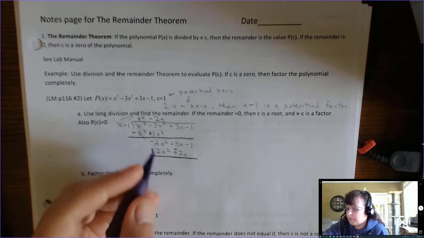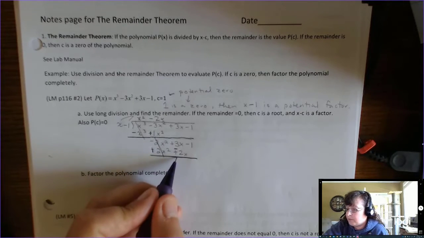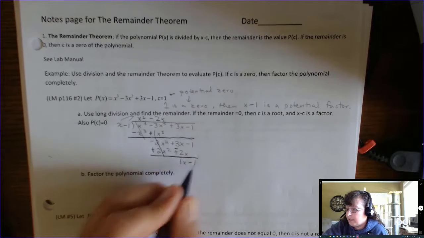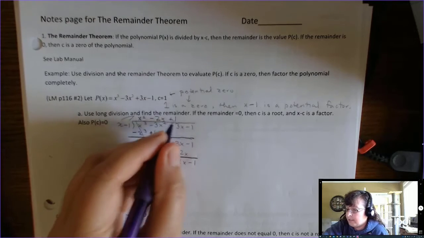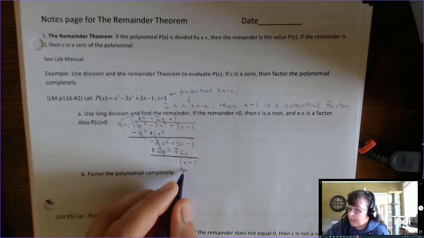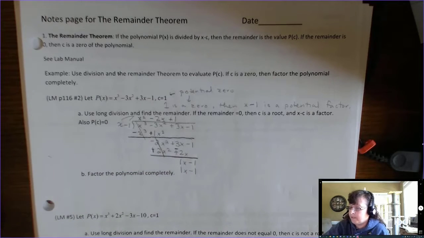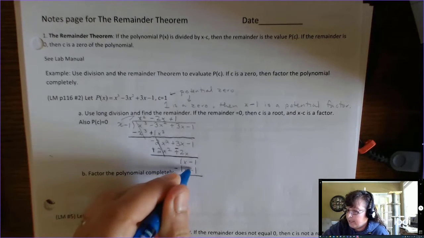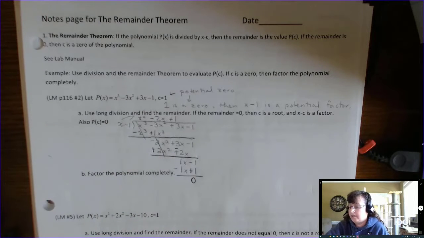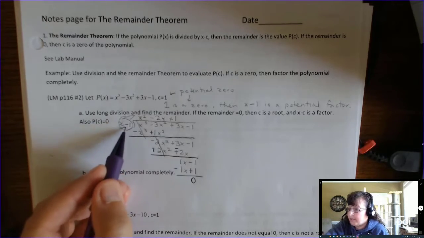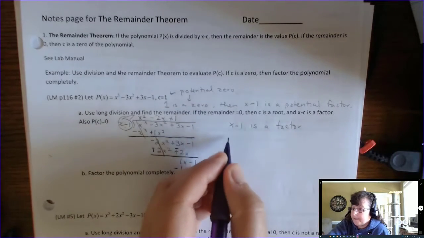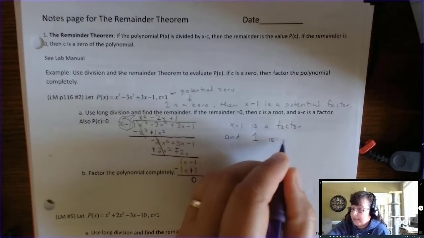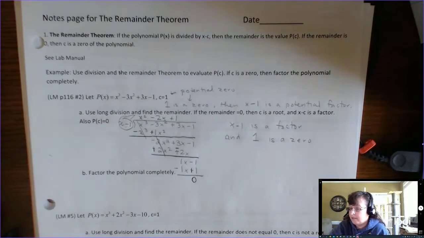So negative 2x squared plus 2x squared gone. 3x plus a negative 2x is 1x and minus 1. One more time, 1x divided by x is 1. Multiply and you get 1x minus 1. Draw your line, change the sign, and you get a remainder of 0. So what that tells me is that x minus 1 is a factor because the remainder is 0. And that means that 1 is a 0. Okay?